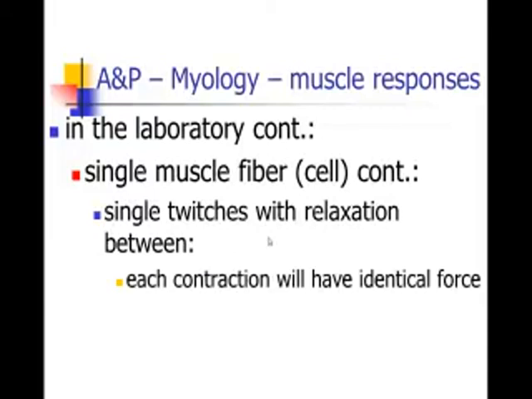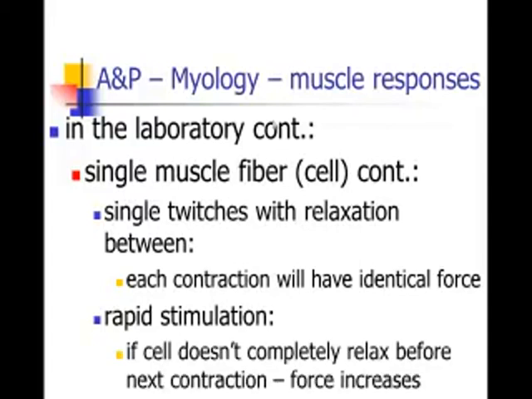Because it's an all or none situation, if you get a contraction, every time the contraction will have identical force. Okay, but if you want to increase the force, one way to do it would be to stimulate the cell rapidly, not let the cell completely get back to its original cell length. That means that you're going to have more overlap, and that means with that stimulation, the cell will generate more power. Okay, so if the cell doesn't completely relax, you have more overlap, and you get more force because of that.